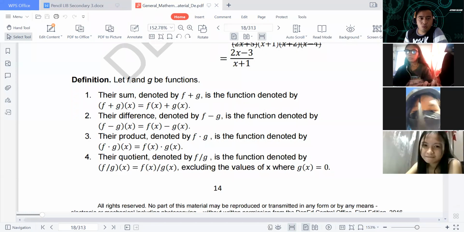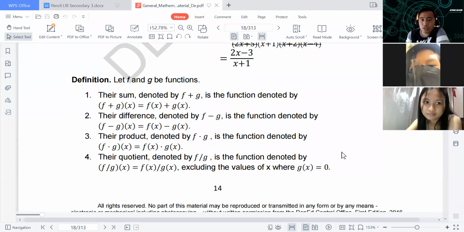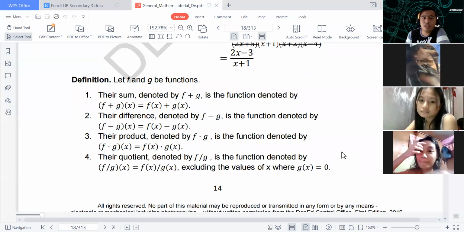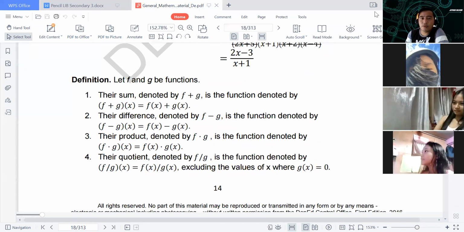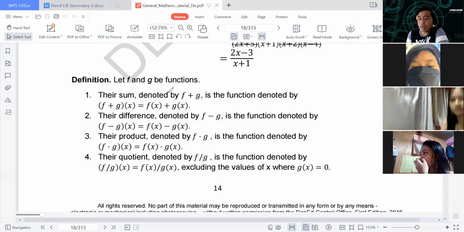Okay, good morning everyone. Our topic for this morning is all about operations and functions. So functions, just like integers, will also have operations. The four fundamental operations.